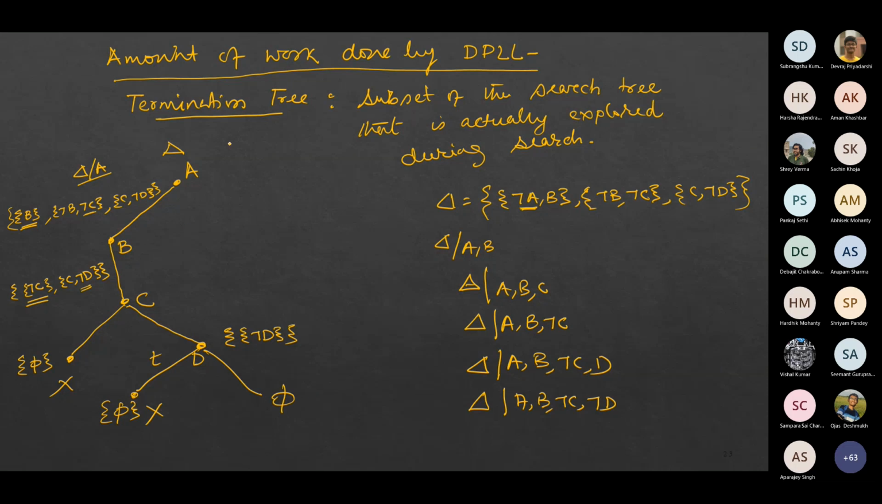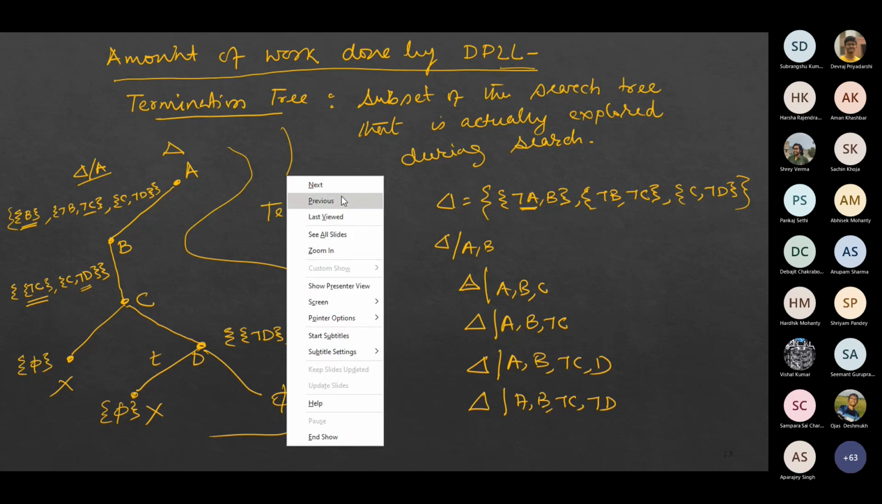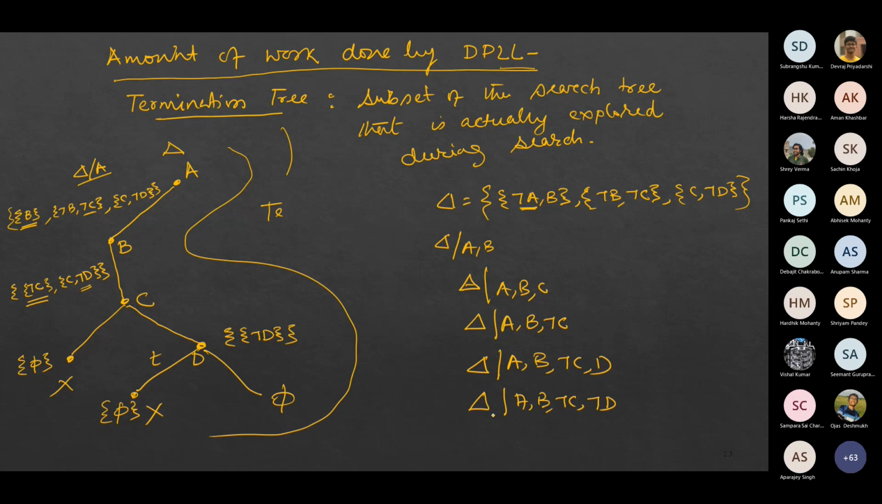So this is the kind of amount of work that is being done by the DPLL minus algorithm, and this is basically called the termination tree, right? Now, one thing that you can see is that while we are doing all this, we are also maintaining the assignment. And finally, what is the assignment that we are getting? We are getting A equal to true, B equal to true, C equal to false, and D equal to false. So this is the kind of assignment that makes this particular knowledge base satisfiable, right?